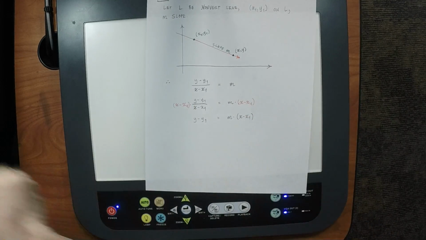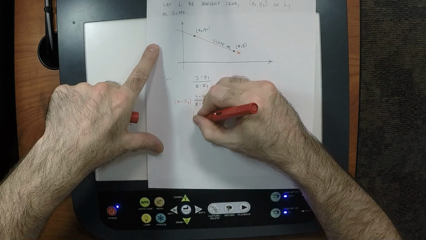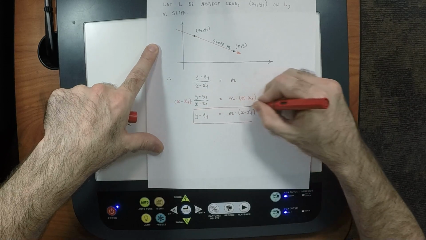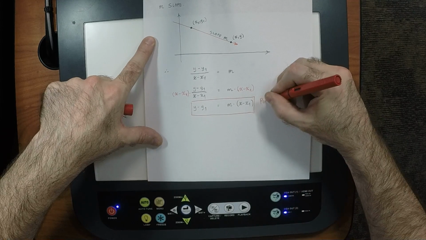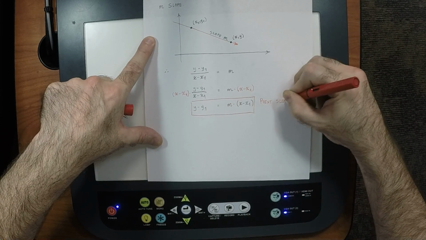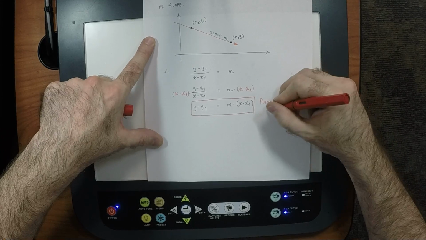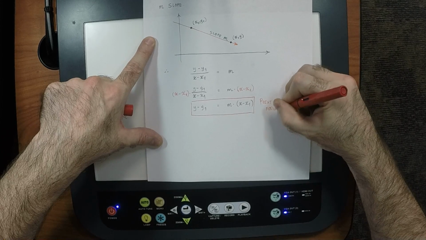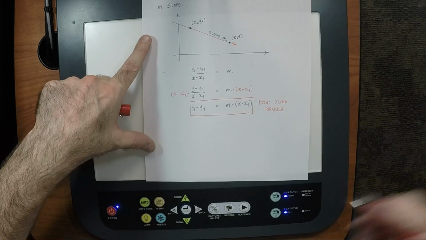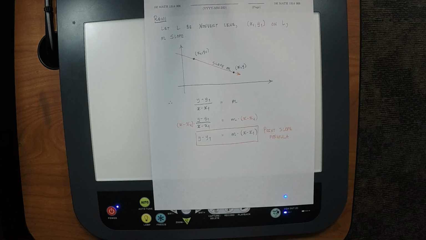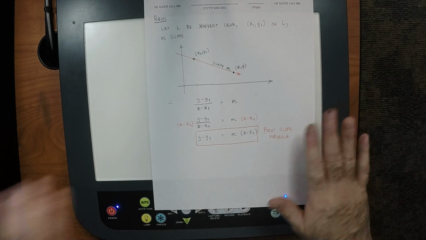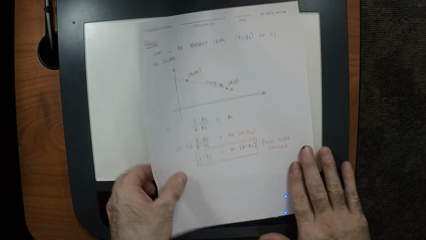And here's an equation now, a formula that you're supposed to memorize. So this is called the point-slope formula for a line. And that's a pretty good name because the information that you have is a point and a slope. Any question about this? Okay, then we're going to do one quick exercise and then have a quiz.